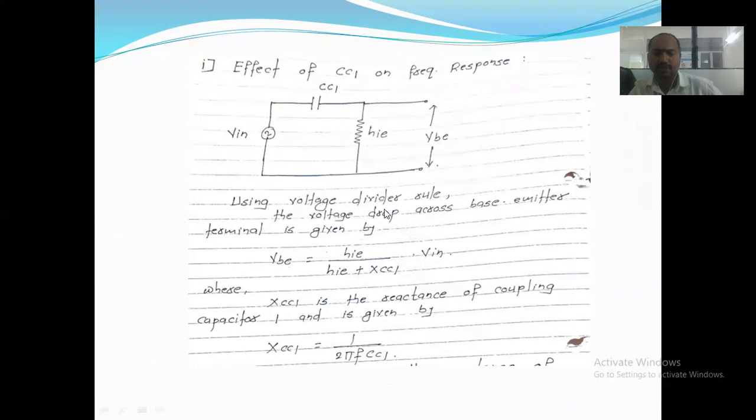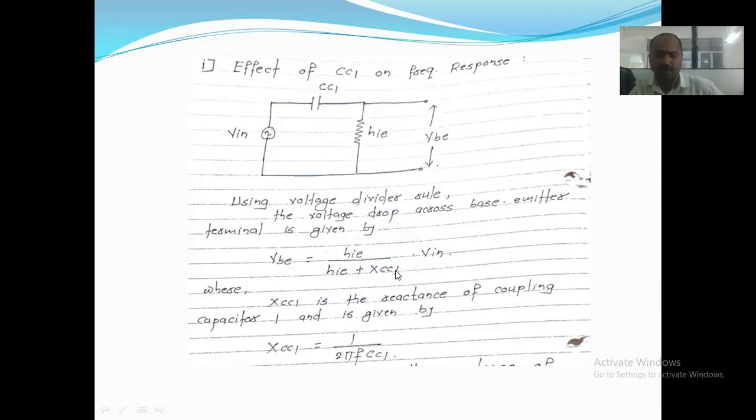When we apply the voltage divider rule, we have seen that the input voltage is applied through the coupling capacitor, and this coupling capacitor applies the signal to the base and emitter. So the voltage divider should be applied between base and emitter, right? Taking this part as the upper part divided by this part plus the reactance of this, into the applied voltage. So it is nothing but Ri divided by Ri plus the capacitive reactance XCC1 into applied voltage Vin. This will be the response.